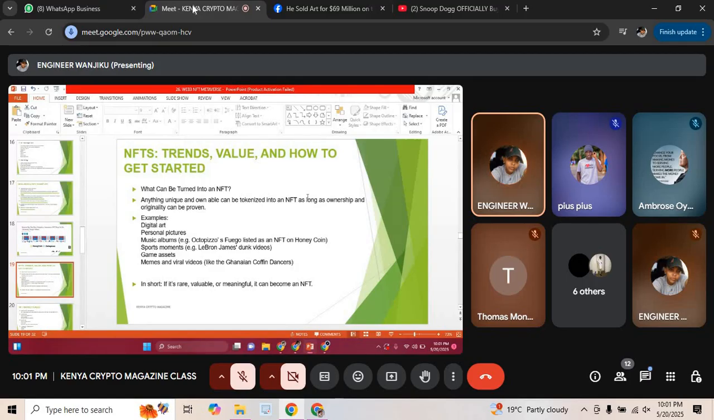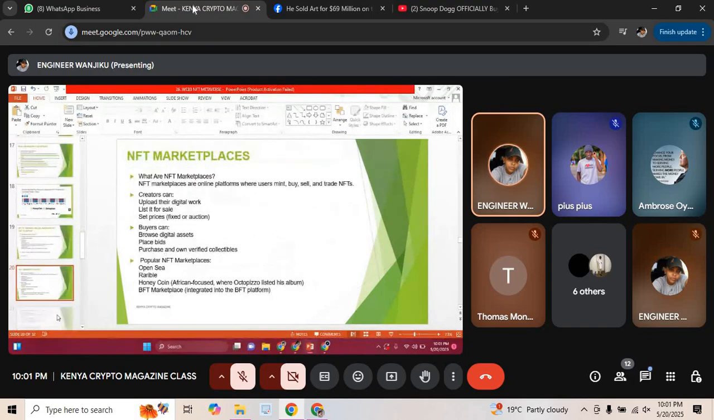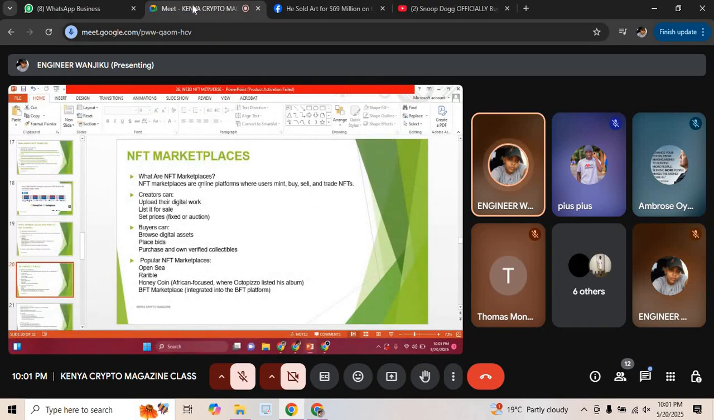So in short, if it is rare, valuable, or meaningful, it can become an NFT. So let's look at NFT marketplaces. What are NFT marketplaces? NFT marketplaces are online platforms where users can mint, buy, sell, or trade NFTs. This is where you can post your own NFT. You can buy an NFT, mint, or even trade NFTs.